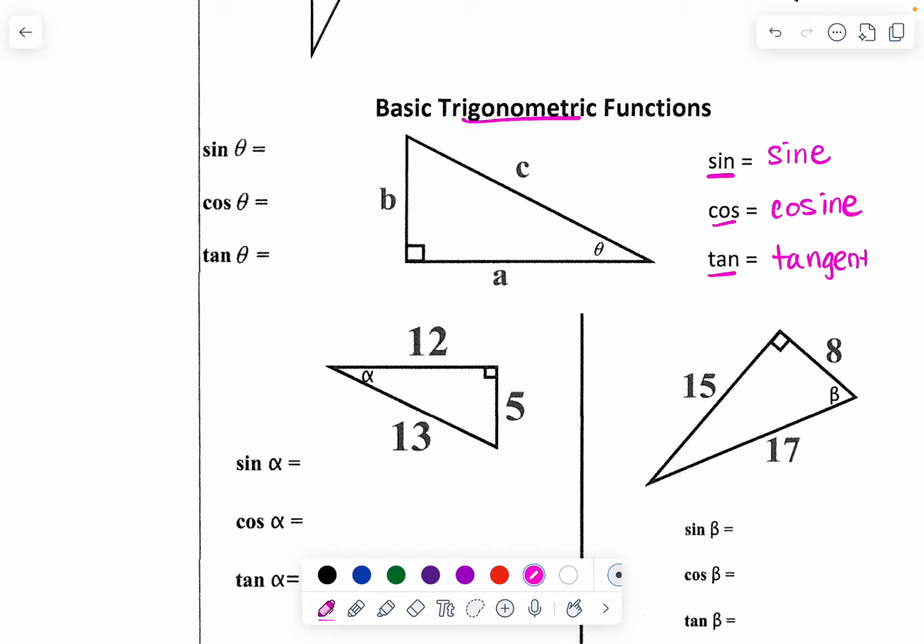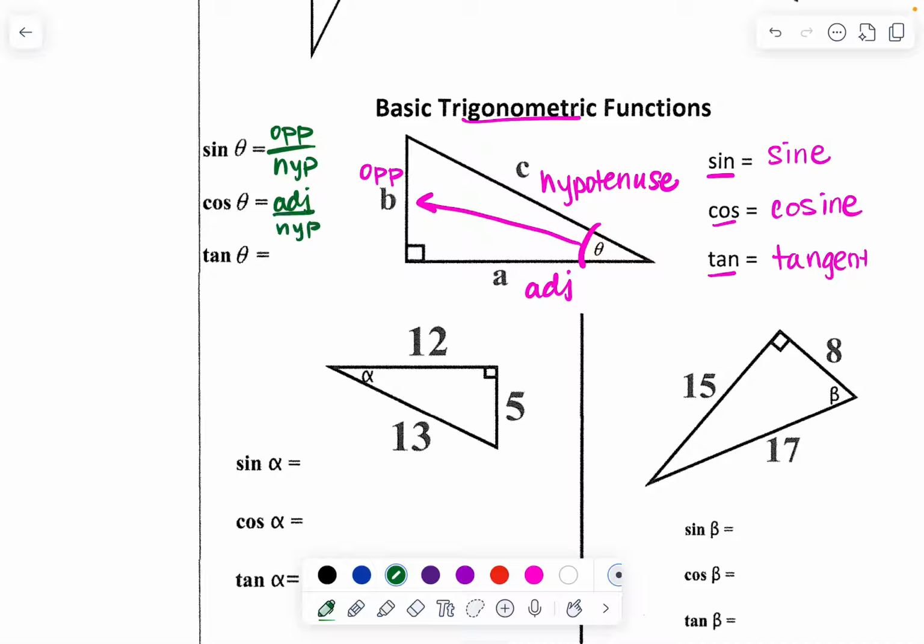Looking at this, if this is our unknown angle theta, remember from the theta, this is our opposite side, always opposite from theta. This is our hypotenuse, and the hypotenuse is always the longest side in a right triangle. And this is our adjacent side. Hopefully you've seen that before. And we also probably have learned before that sine is the opposite side over the hypotenuse side. Cosine is the adjacent side over the hypotenuse side. And tangent is the opposite side over the adjacent side.